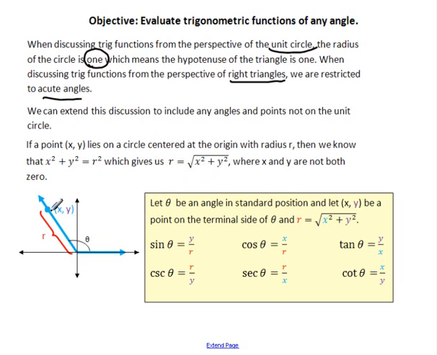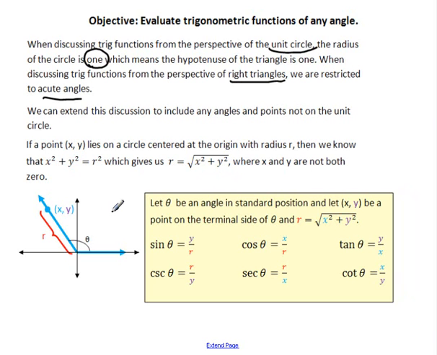If we have a point (x, y) that lies on a circle still centered at the origin with radius r, so if you want to think about a circle through that point (x, y), you can, then we know the standard form of the equation holds true, right? That x squared plus y squared is equal to r squared, which if we solve for r, we would get r is equal to the square root of x squared plus y squared, where x and y both cannot be 0, of course.